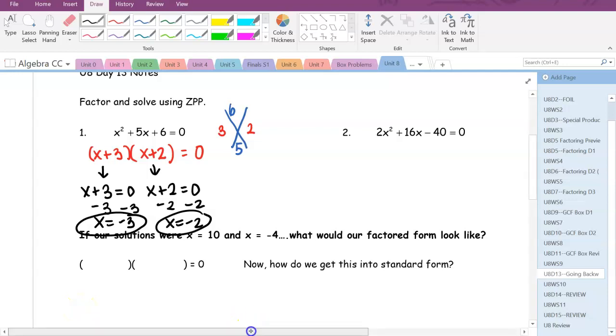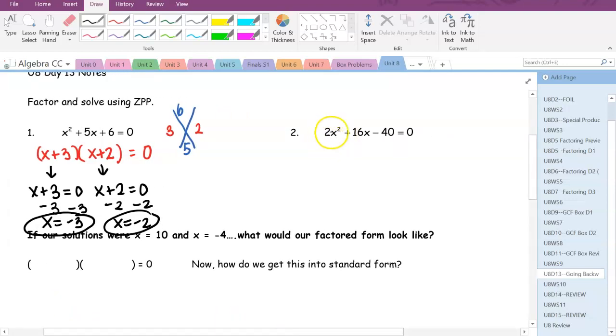All right, let's try the next one. This one, we have a number in front of our x squared. This is our greatest common factor. It does divide evenly from all 3 terms. That means we are not yet ready to do our box problem. We are going to have to divide that 2 out from each term. All right, so take out our 2. And take out our 2. Don't forget that equals 0.